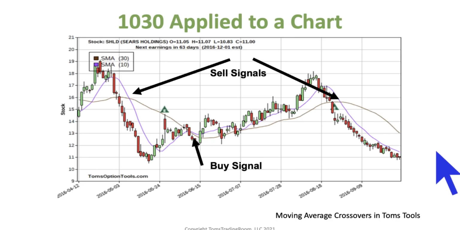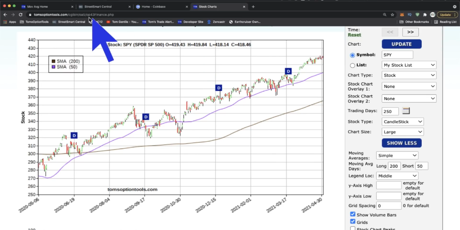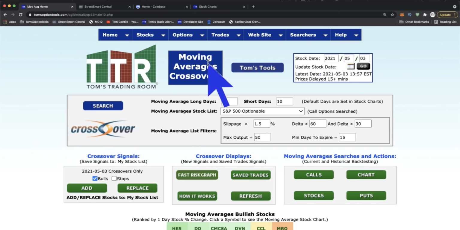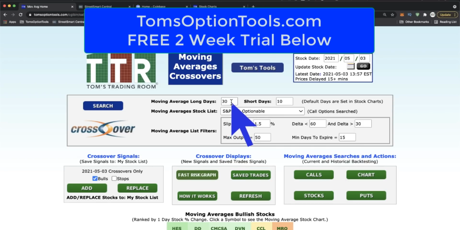Well, let's take a look at it. So I'm going to move over to my tools, and I want to show you how we can scan these opportunities. So to scan them, I'm going to jump over to my Moving Average Crossovers tab in Tom's Option Tools. And here I simply set the moving averages, all right, 30 for the long, 10 for the short, and I'm going to use the S&P 500 optionable stocks.